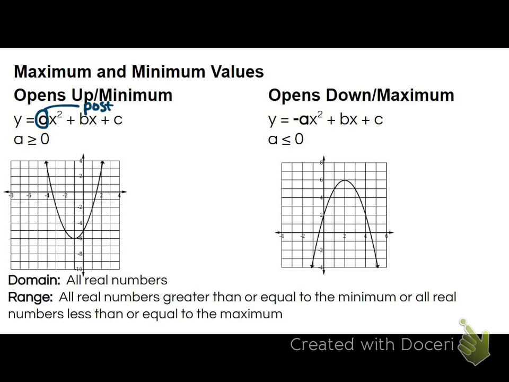So now, if it opens down, that means that your first coefficient is negative. So your A is negative. And that means that your vertex is going to be a maximum. It's going to be at the highest point of your graph, which means A is less than or equal to 0. So go ahead and put that less than or equal to sign under that greater than sign as well. Oh, you already got it. Thanks, Maddie.